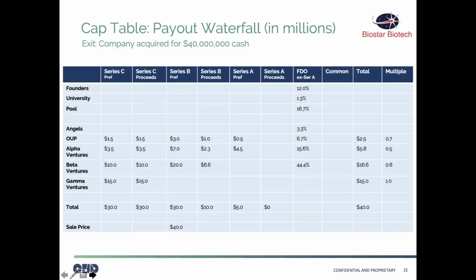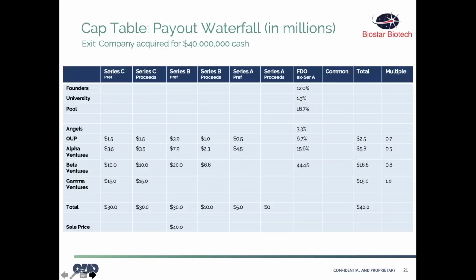So then you go to a fully diluted ownership after Series A, and you see the founders and the university, the pool, all those ownership percentages are irrelevant because there's no money left to pay them. And the angel in this case gets nothing because he had purchased common shares.